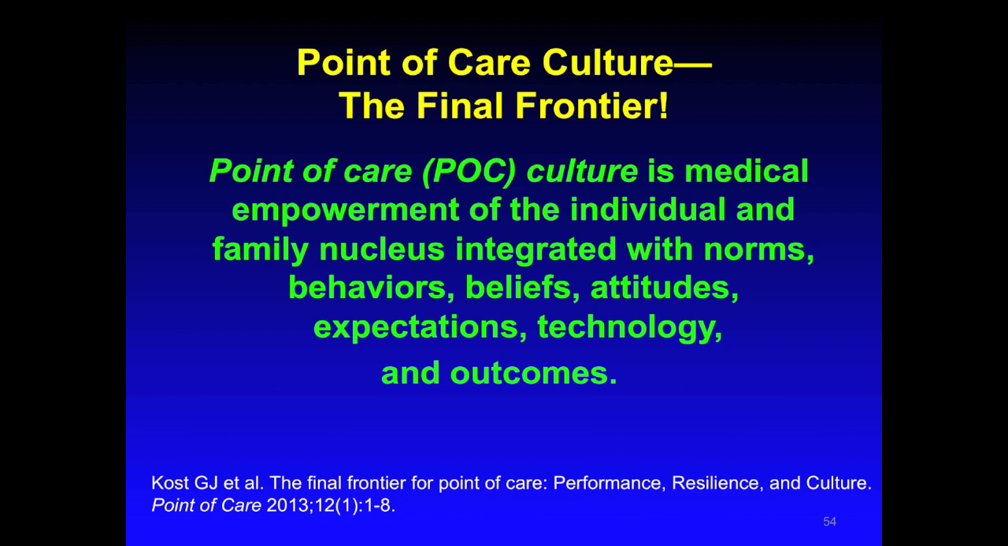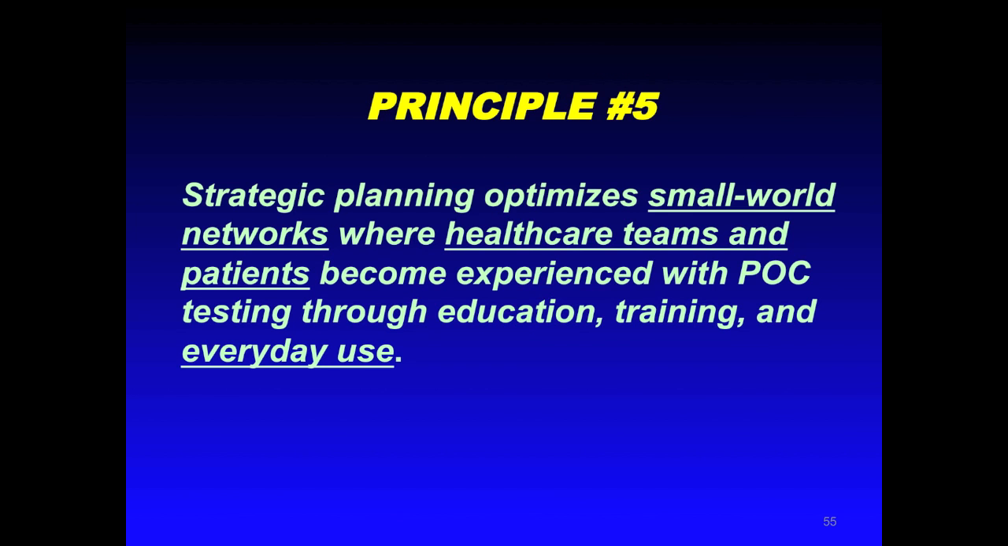So in summary, this principle, we really want to develop concrete, actionable evidence at the site of care where it is needed the most, and we carry that theme in several directions. Let's move on to Principle 5 then, because now we need to plan, we need to make strategies. So we're going to use strategic planning to optimize small world networks where healthcare teams and patients become experienced with point-of-care testing through education, training, and everyday use.